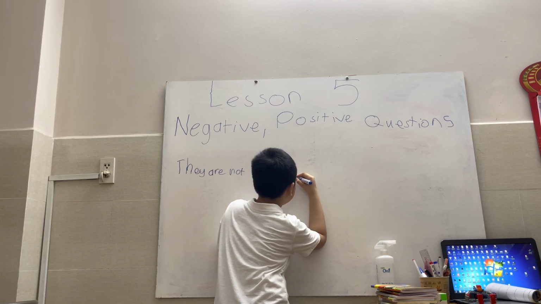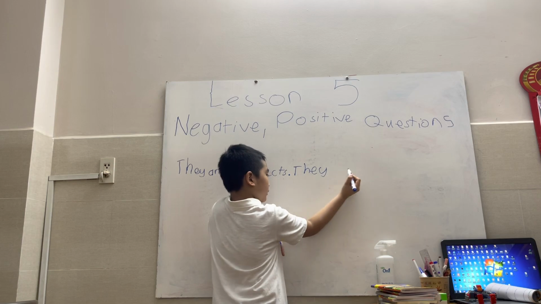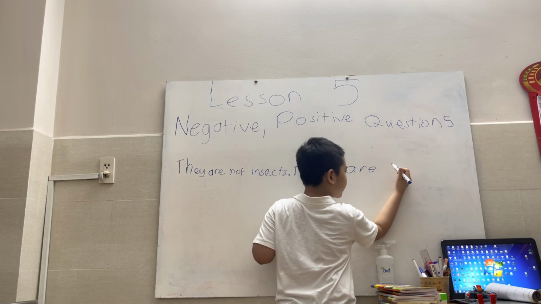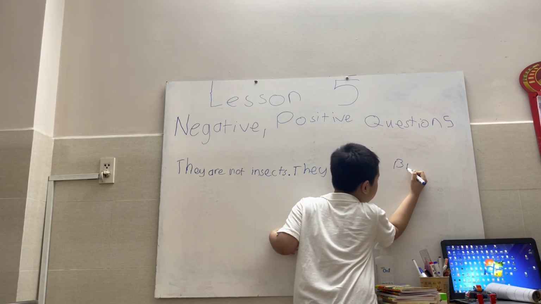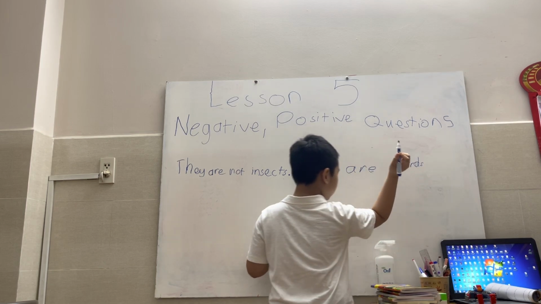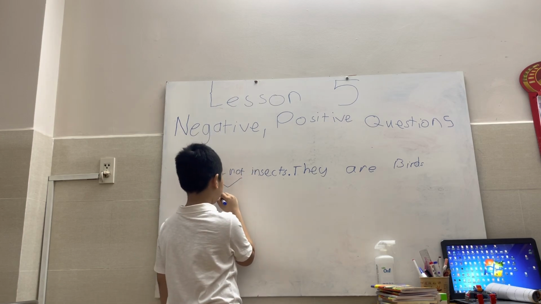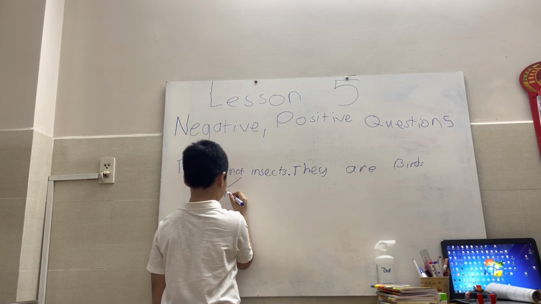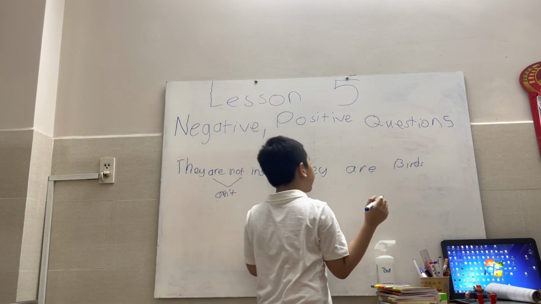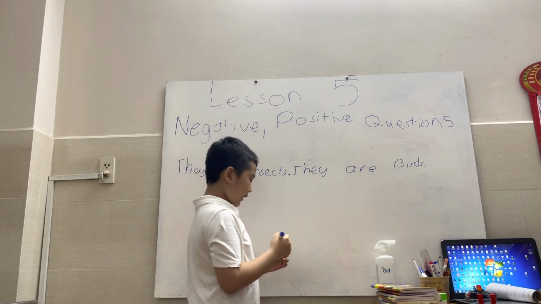They are not insects. Here we are. They are birds. They are not insects, or for short, we could use aren't. They aren't insects. They are birds. Period.